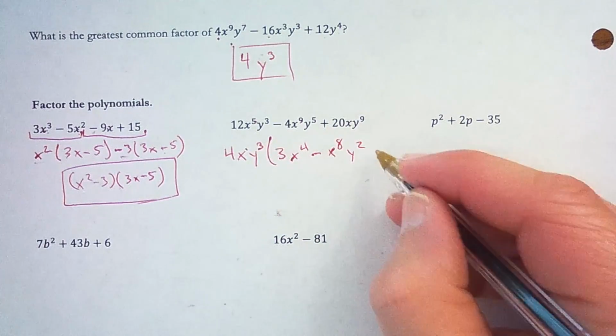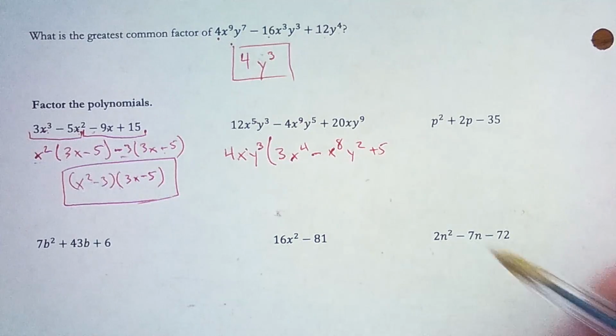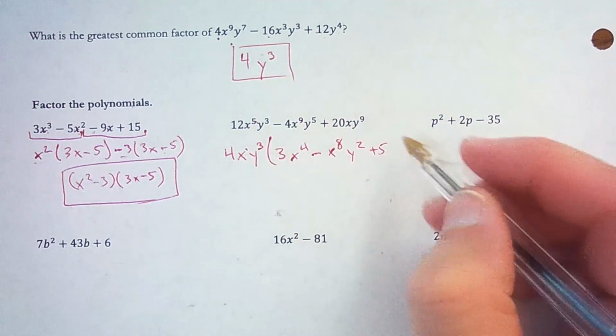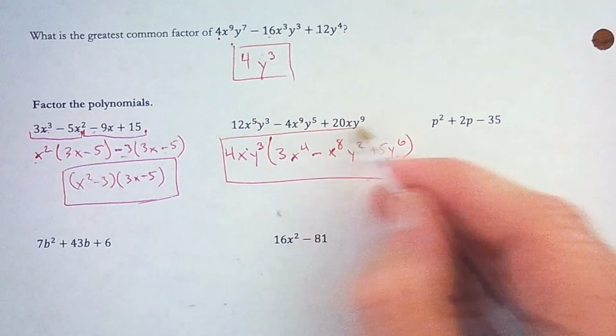And then 20 divided by 4 is 5. 1 minus 1 is 0, so no x's. 9 minus 3 is 6, y to the 6th. And there's our factored form.